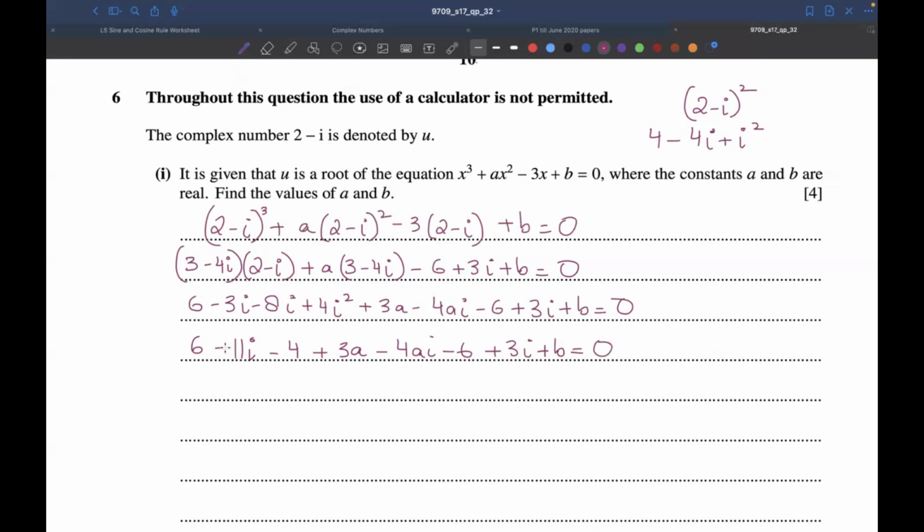We can simplify this equation now. 6 and -6 will cancel out. So the term we'll have is -11i plus 3i, which is -8i. We can take the 4 to the other side, and on the left hand side we'll have -8i plus 3a minus 4ai plus b, and we can write it as equal to +4.